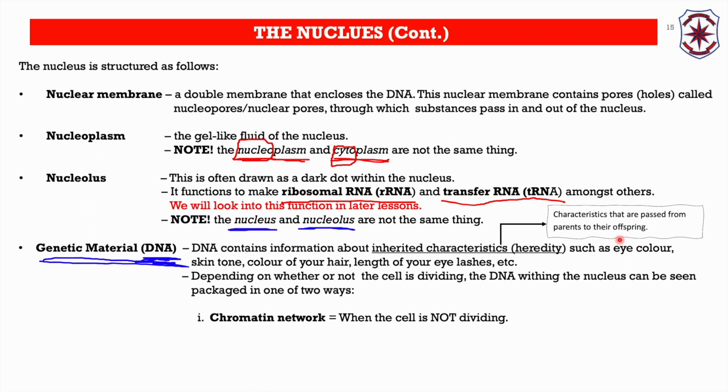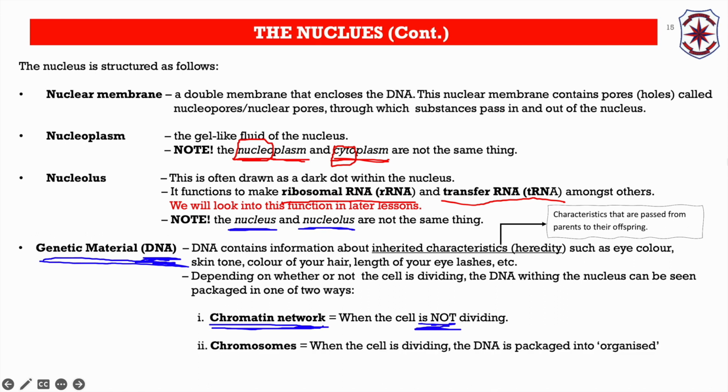Now, when the cell is not dividing, when we examine the nucleus of the cell, we will see the chromatin network. So the DNA will be packaged as a chromatin network. When we observe the nucleus and see threads that are the chromatin network, we know that the cell is not yet dividing, either by mitosis or by meiosis.